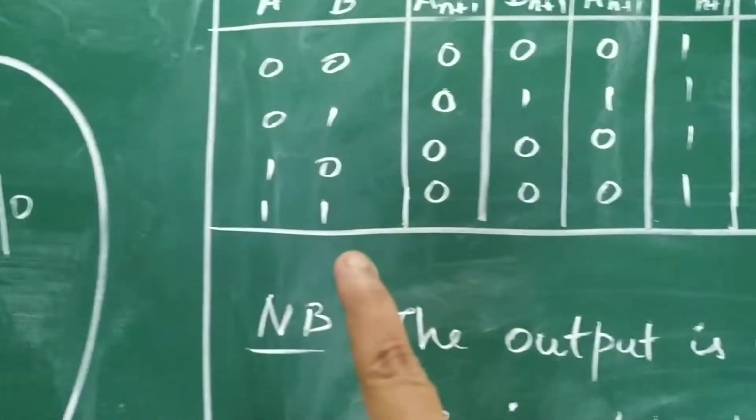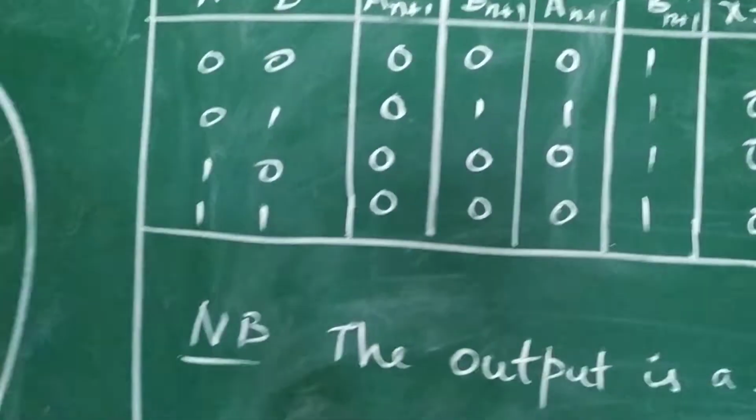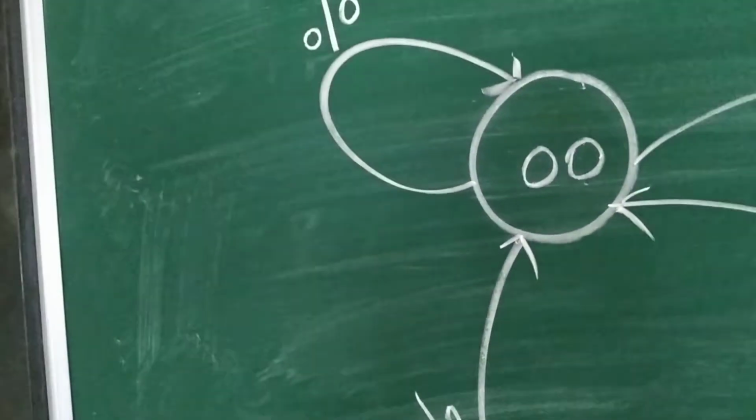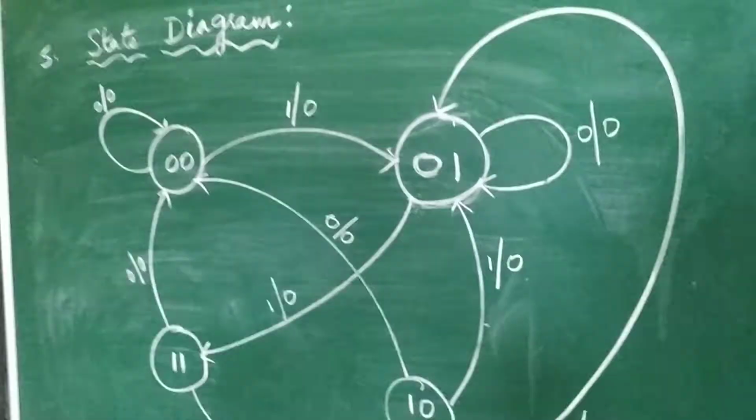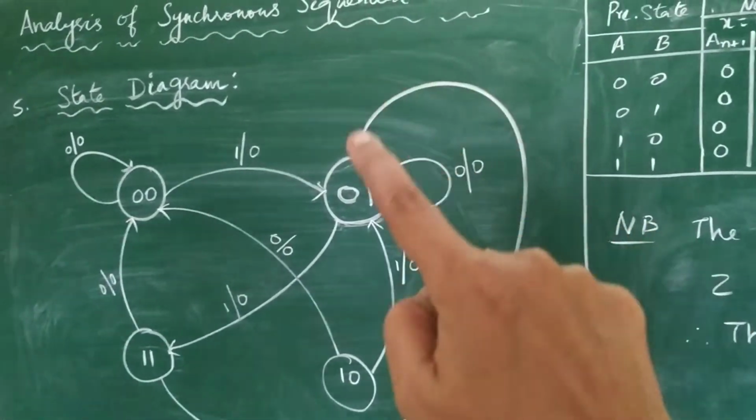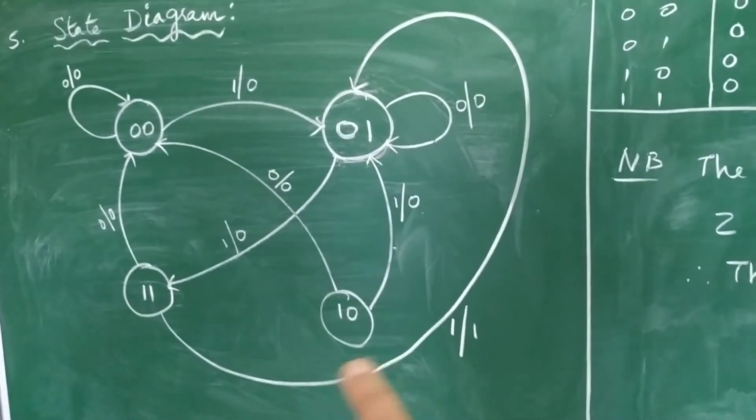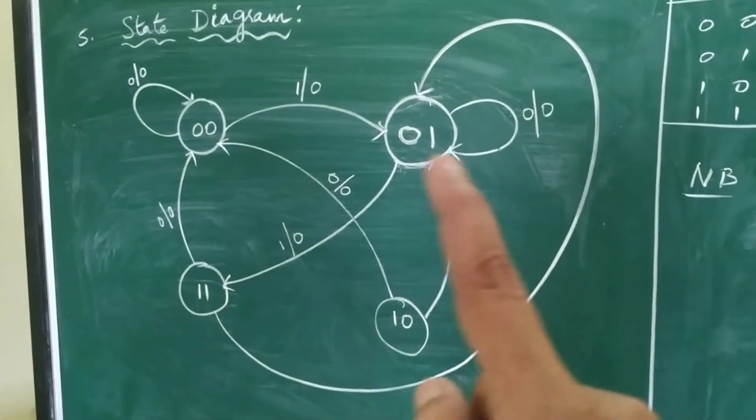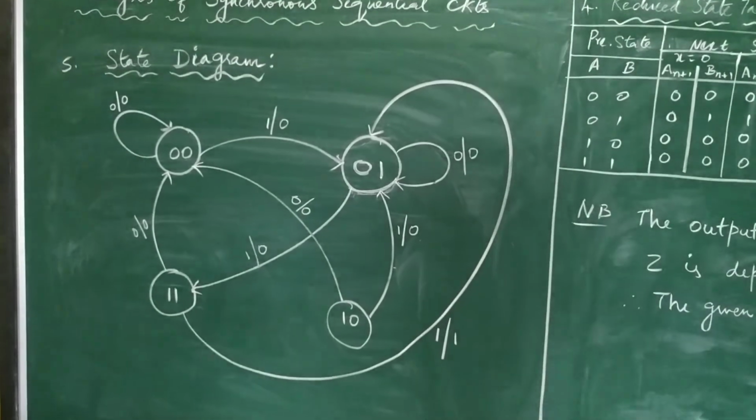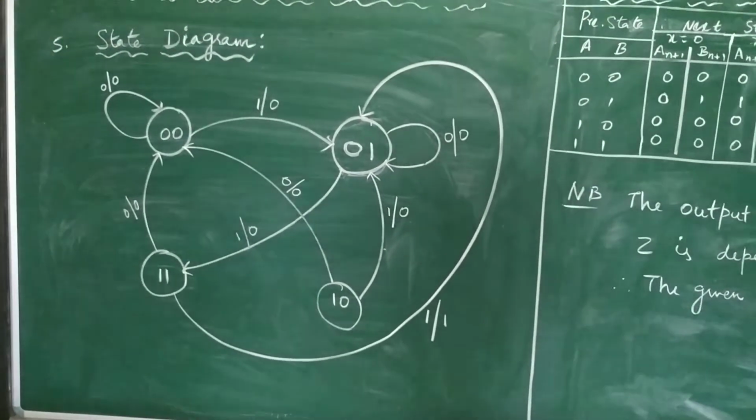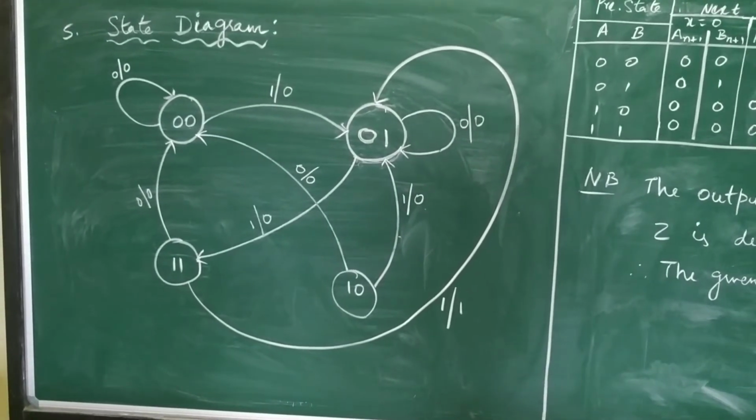Similarly for the last one, 1, 1, for x equal to 0 it goes to 0, 0. X equal to 1 goes to 0, 1. I have given it at the last, the outer loop. For that only the output is 1. You can notice here 1 by 1. For all else the output is 0. So with this the problem analysis gets over. This is the state diagram with the circuit considered to be a Mealy model. It has to be done this way.